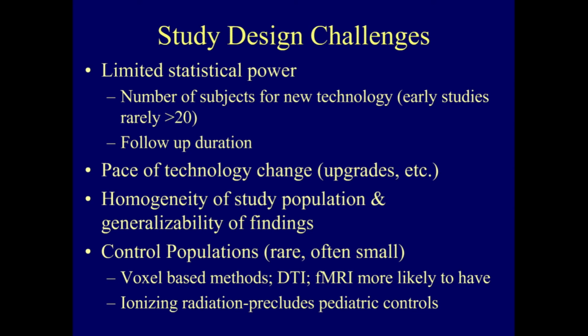Control populations are often lacking, but they are necessary. They are rare, and they are often small. If you are employing voxel-based methods for DTI or fMRI, you are more likely to have control populations. The larger the control population, the better. When you have age-based studies, you need to consider the effect of age on these metrics, and that requires larger populations as controls for pediatric studies. And ionizing radiation precludes obtaining true control subjects for pediatric studies.